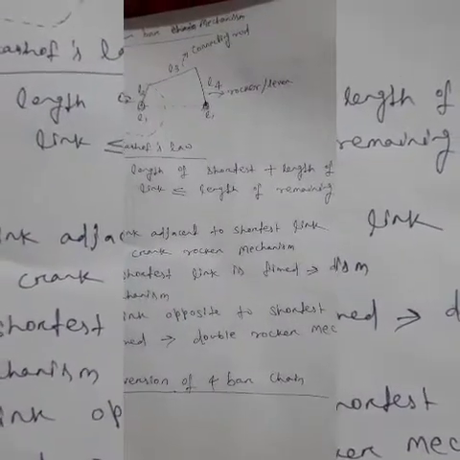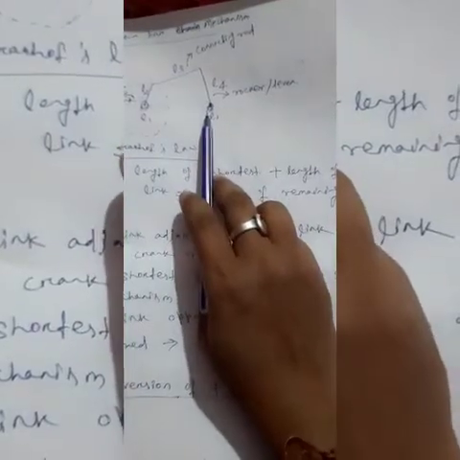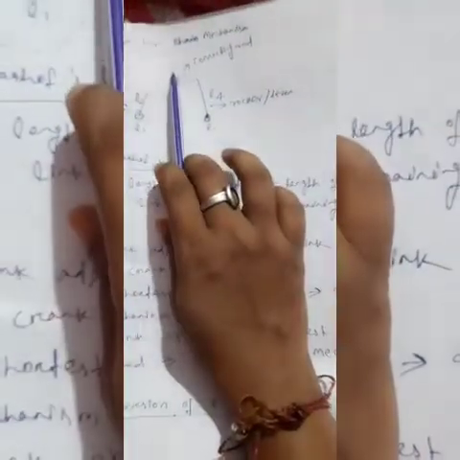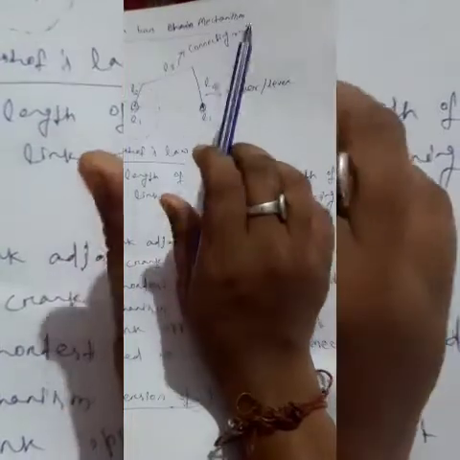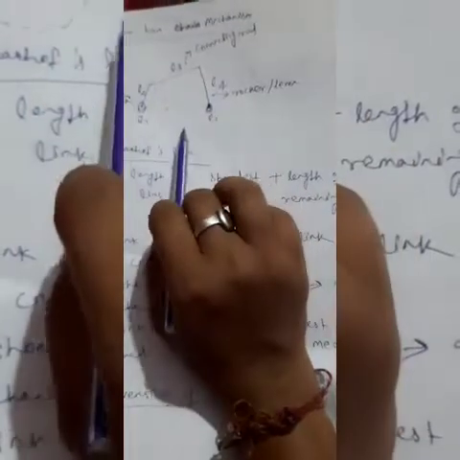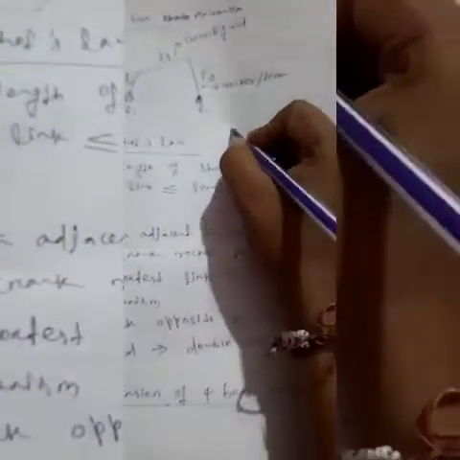And we all know that by fixing one link of the kinematic chain we get a mechanism. So by fixing different links, suppose we fix the crank, then we will get another mechanism. If we fix the connecting rod, then we will get another mechanism. If we fix the rocker or lever, then we will get another mechanism. So by fixing different links, we can get different mechanisms. So that is called inversion of a mechanism.